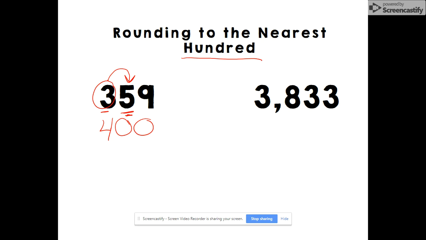The same thing with 3,833. Find your number, look right next door, 5 or higher, add 1 more. 4 or less, let it rest. From the arrow on, change to 0. And again, we didn't really care about that thousands place value, but at the end, I'm going to plug it in, plug it in.